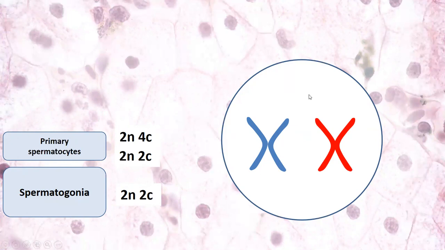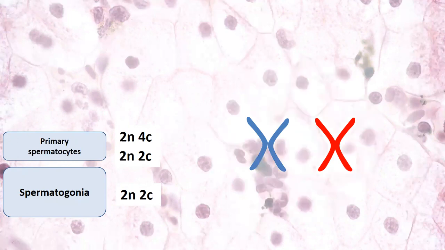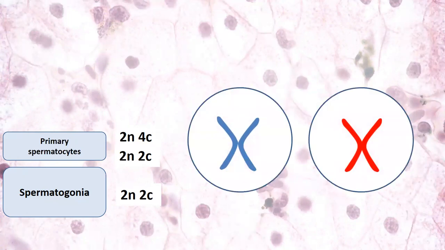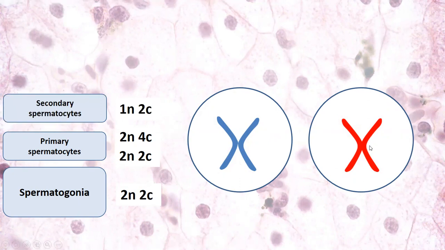Primary spermatocytes enter the first meiotic division, and 2 secondary spermatocytes are developed. You should know the feature of first meiotic division: not chromatids, but chromosomes are divided and move to different cells. So secondary spermatocytes have 1 chromosome from the pair, 1N, but each chromosome is double chromatid. 2C, 1 and 2 chromatids, but 1 chromosome, 1N, 2C. It's the karyotype of secondary spermatocytes.